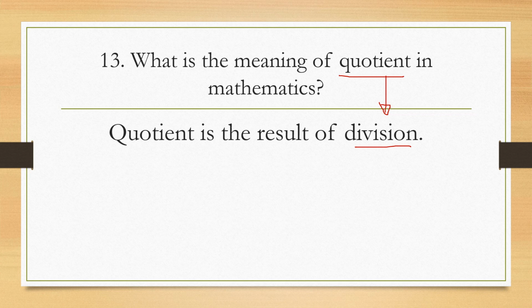Okay, so if the question says, find the quotient of the following numbers or the following problems, what you're going to do is you're going to divide. Understood? If it says, find the sum, you're going to add. If the question says, find the difference, you're going to subtract. And if the question says, find the product, you are going to multiply. Okay?